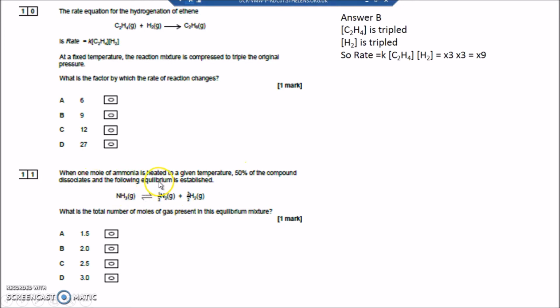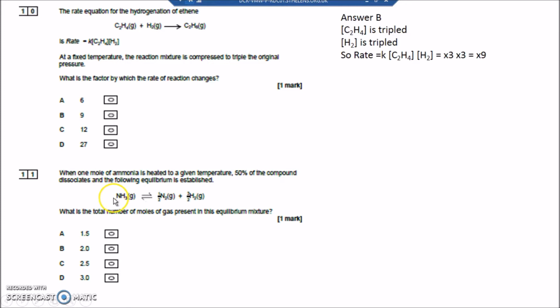When one mole of ammonia is heated to a given temperature, 50% of the ammonia dissociates, means breaks down, and the following equilibrium is established. What is the total number of moles of gas in the equilibrium mixture? A tricky little question this. So 50%, 1 mole of this would make 0.5 of this, and 3 over 2 is 1.5. So 1 mole of this would make 0.5 moles of nitrogen and 1.5 moles of hydrogen.